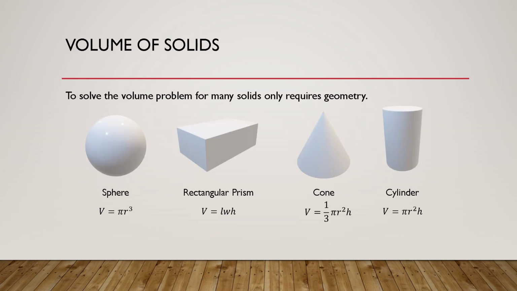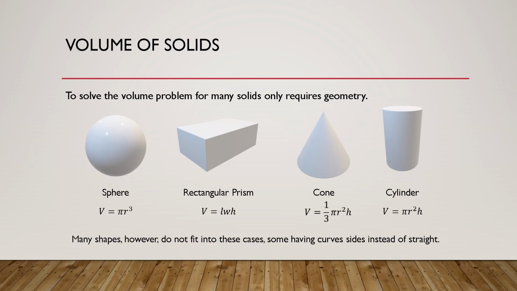In this video, we will be discussing solids of revolution using the disk method and washer method, and volume by shells. To solve the volume problem for many solids only requires geometry. Depicted is a sphere, rectangular prism, cone, and cylinder, with the volume formulas listed below. Many shapes, however, do not fit into these cases, some having curved sides instead of straight.